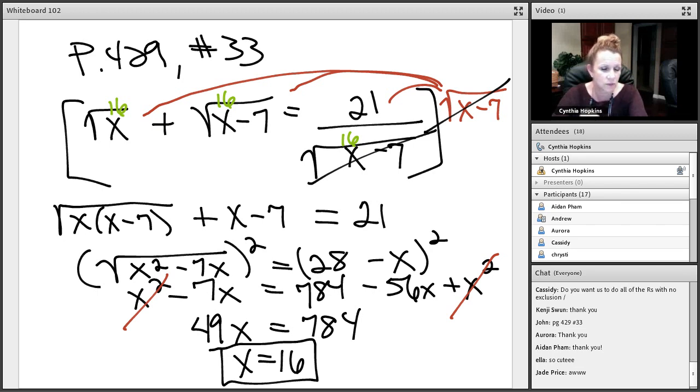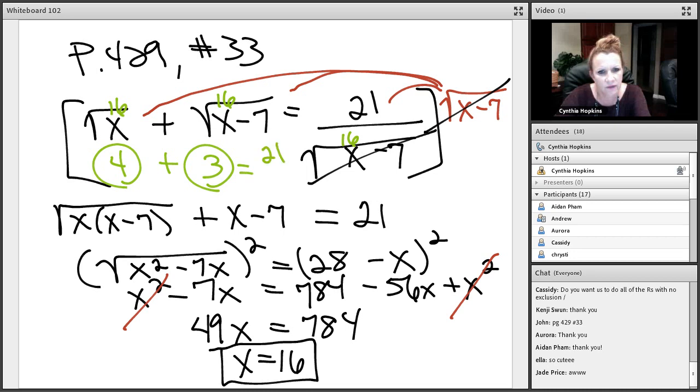The principal square root of 16 is 4. So there's my first term. Plus 16 minus 7 is 9. Principal square root of 9 is 3. And then on the right side of my equal sign, I have a 21 over, and then the principal square root of 9 is 3. And do you agree? 7 equals 7. And so 16 works, and so it's not an extraneous root, and that is my answer.